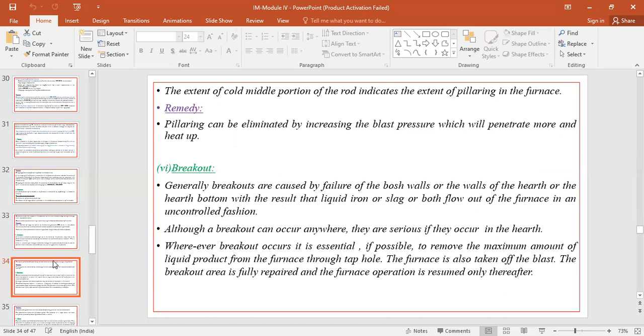So the remedy is that pillaring can be eliminated by increasing the blast pressure, which will penetrate more and will heat up the central column. So that is the only thing, to make sure that the blast will penetrate the center of the furnace, and we have to allow the burden to distribute in such a way that the blast will penetrate towards the center.